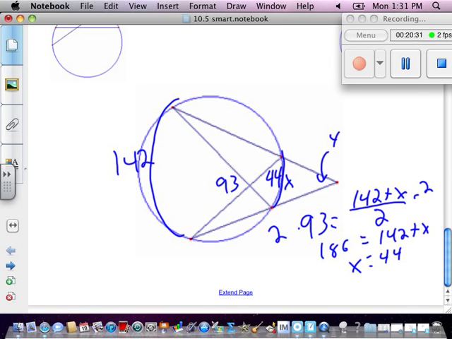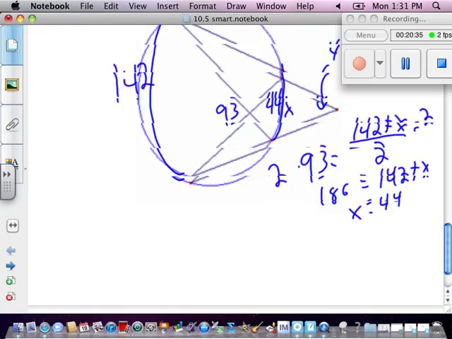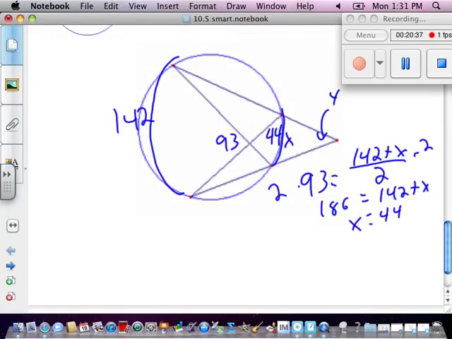Now can I find y? What do I do? 142 plus... Not plus. Minus. Yep. 142 minus 44 divided by 2 equals y. You can plug all that in your calculator. So y equals 49.